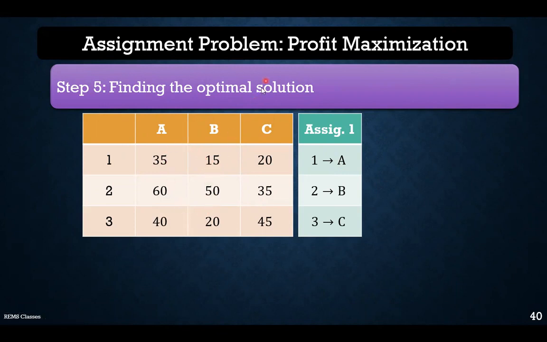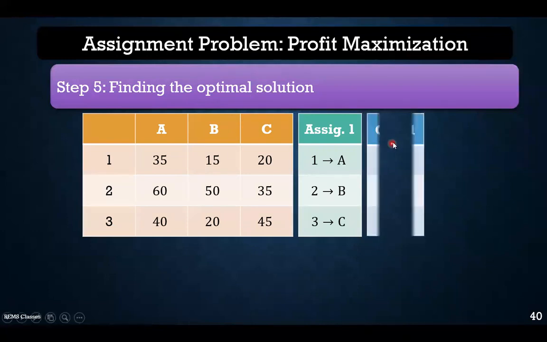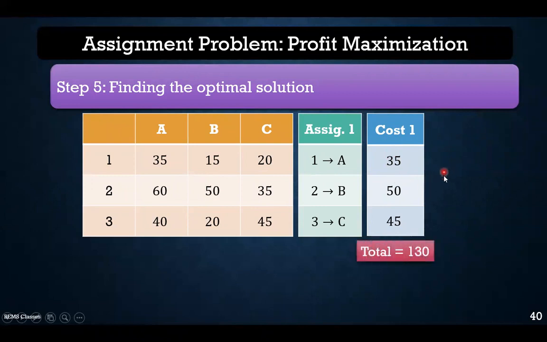This is the profit matrix we have been given in the question. From this, for 1A it is 35, for 2B it is 50, and for 3C it is 45. So this is the maximum profit we have obtained, and that maximum profit is 130 units.